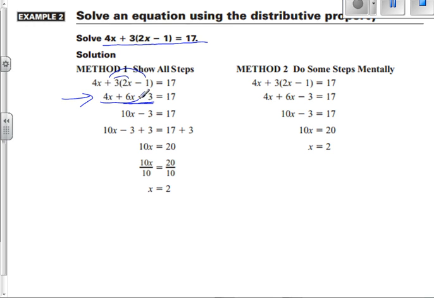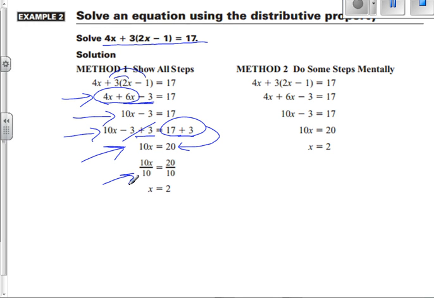So now we're going to combine like terms. That will give us 10x minus 3 is equal to 17. And then you're going to add 3 to both sides. The 3's on this side will cancel. And when you add those, 17 and 3, you get 20. All right. So right now I have 10x is equal to 20. You divide both sides by 10. You find out that x is equal to 2.